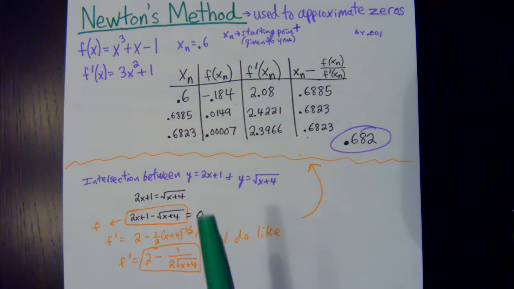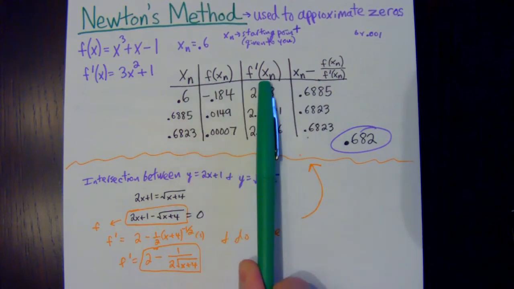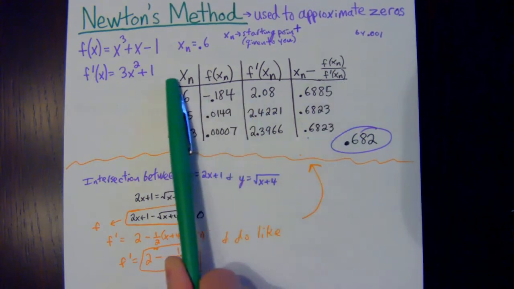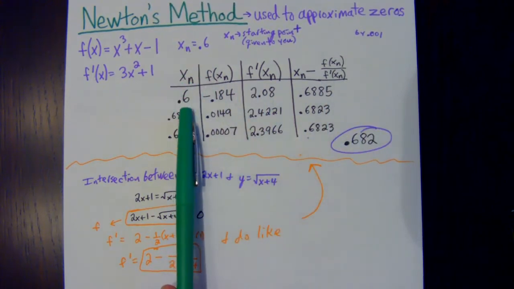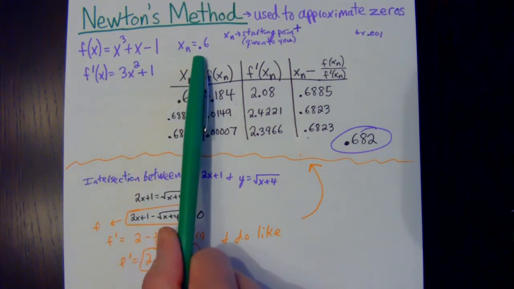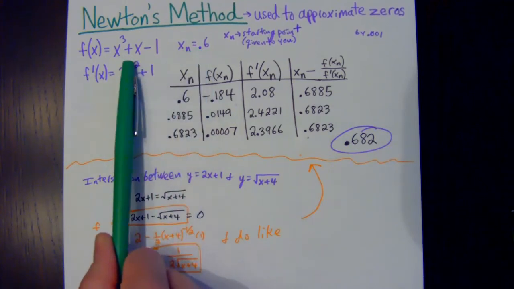So here's how it's going to work. You're essentially just going to make this table: x of n, f of x of n, f prime of x of n, and x of n minus f of x of n over f prime of x of n. You're going to make a blank table here. And then we'll give you a starting point. We'll give you a function. You'll need to take its derivative. We typically give you a starting point, the x of n, to start off your chart here. And that is just a number that's close to a zero.